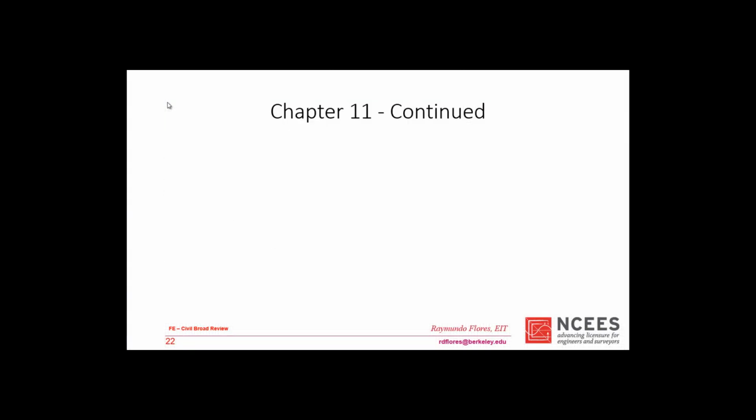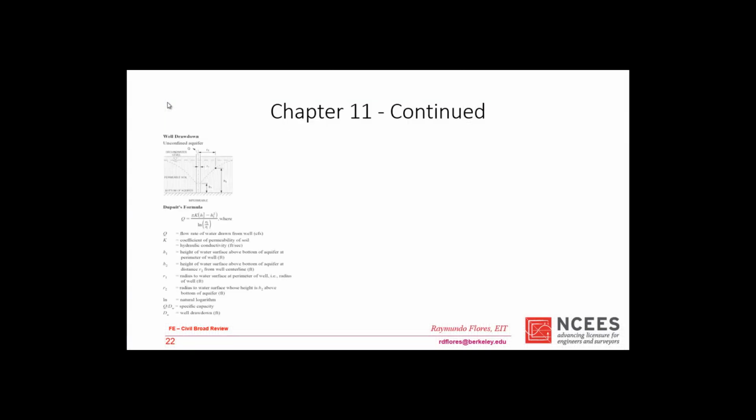So, with chapter 11 continued, we're gonna start the well drawdown, which is probably the most... It's not the most important thing, but it's the most complicated portion. This is gonna require, I'm just gonna say it right now, it's gonna require calculus if you really want to understand it. And I think we should really go over some of the derivation, because it is important.